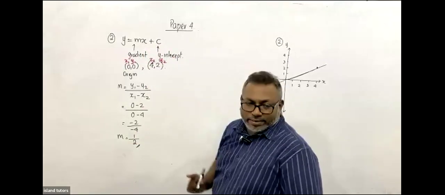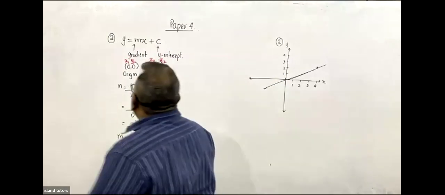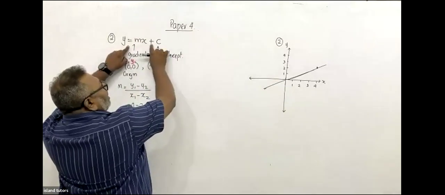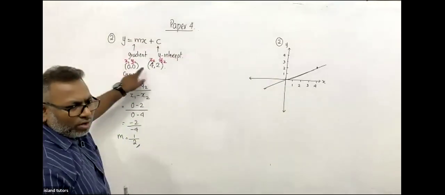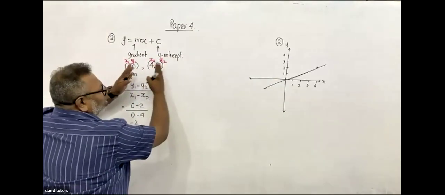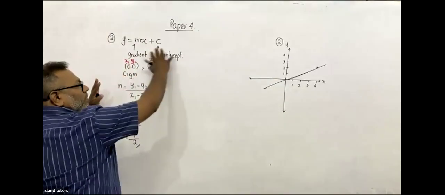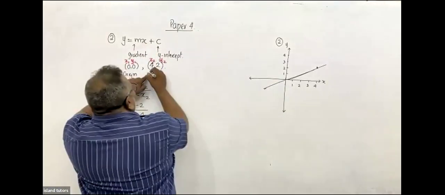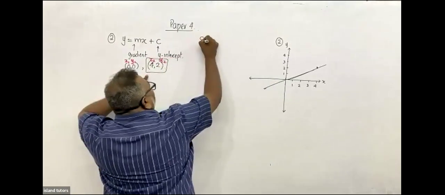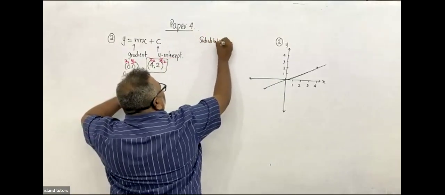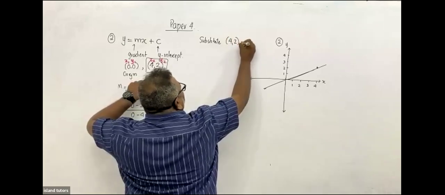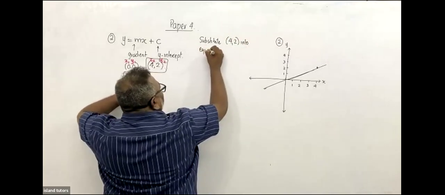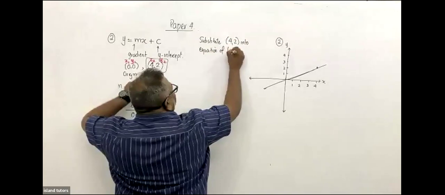Now you need to find out c, which is your intercept. How do you find out c? Using your equation, you know y is equal to mx plus c. You can take any one of these two coordinates. You can take 0 comma 0 or 4 comma 2. I'll take this one. And I will substitute 4 comma 2 into the equation of the line.